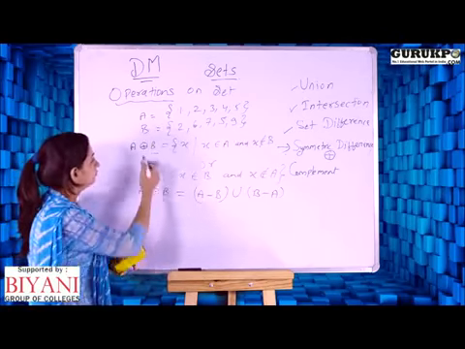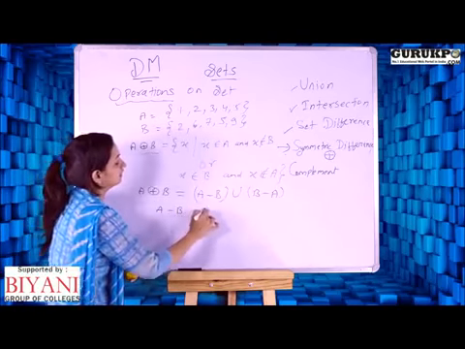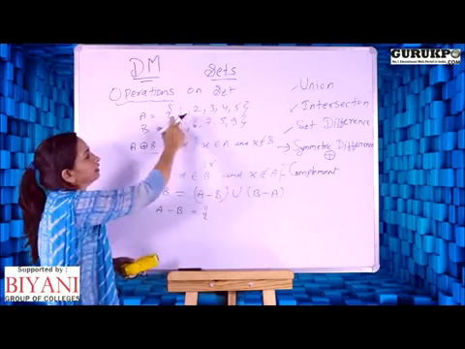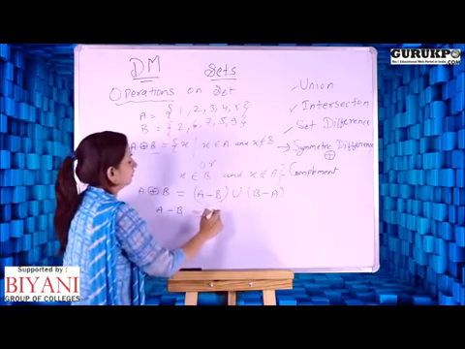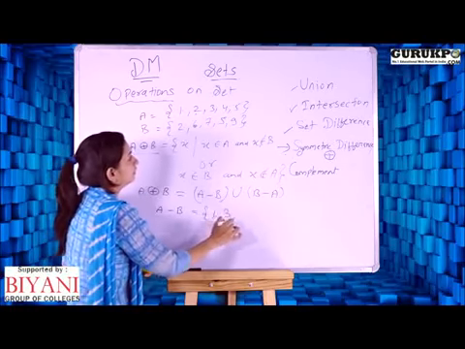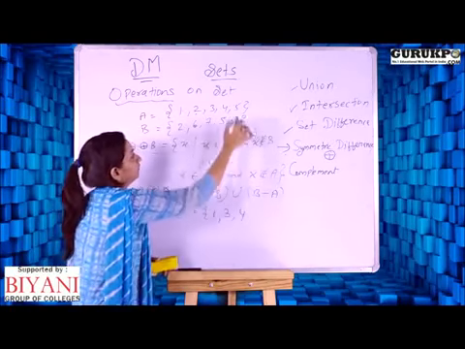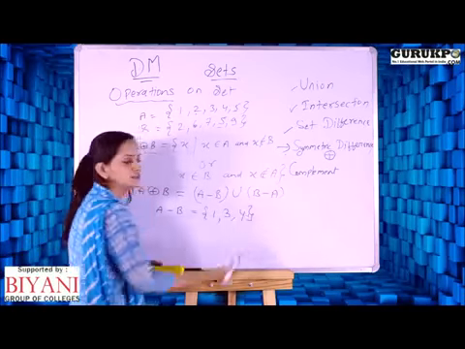Let's take the example of this. Firstly, I will find A minus B. What will I get? A minus B, the elements which are in A but not in B. So I will take 1, 2 is already in B, so I can't take it, then 3, then 4, 5 I can't take because it is in B. So it is a set of A minus B.